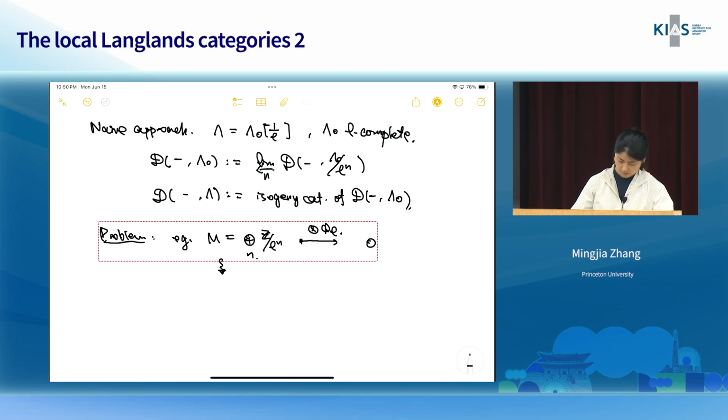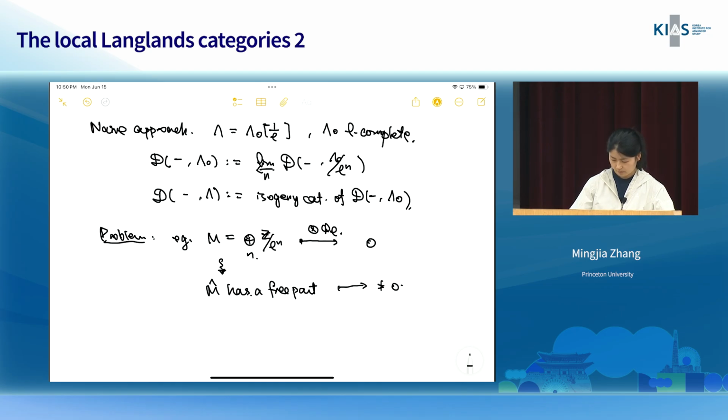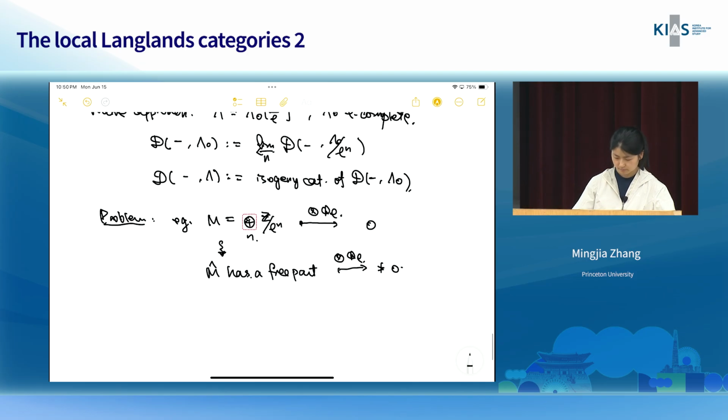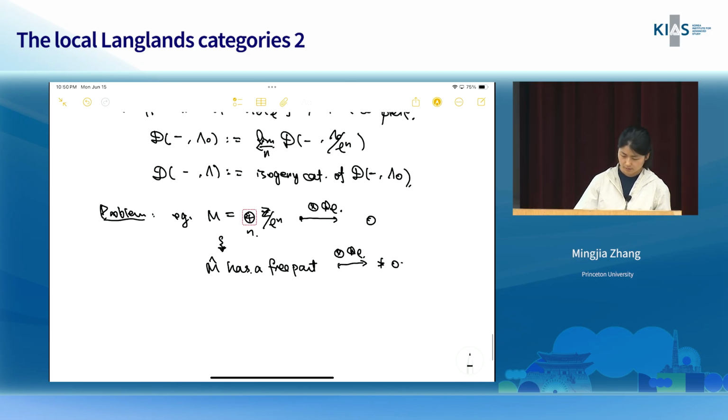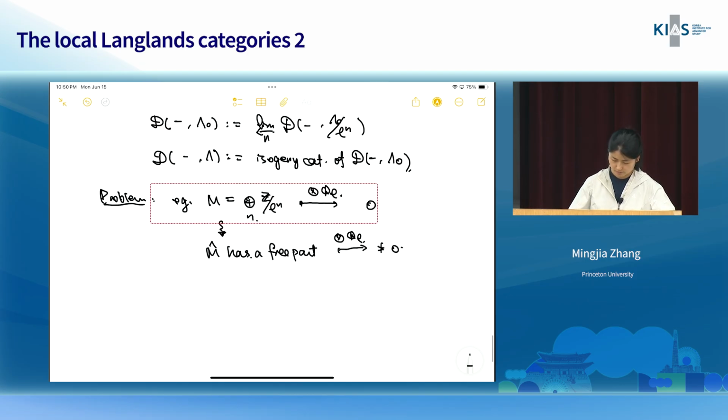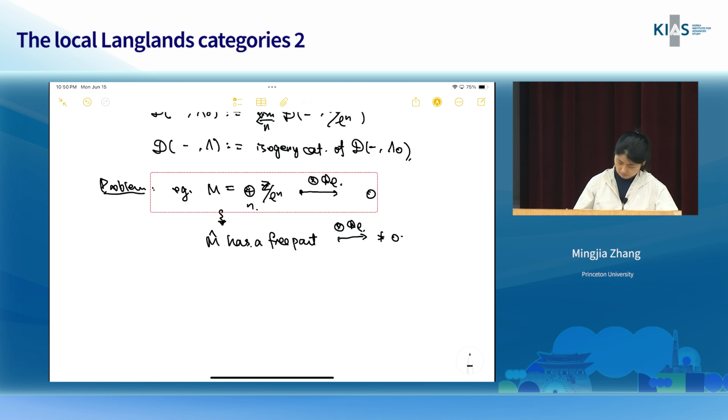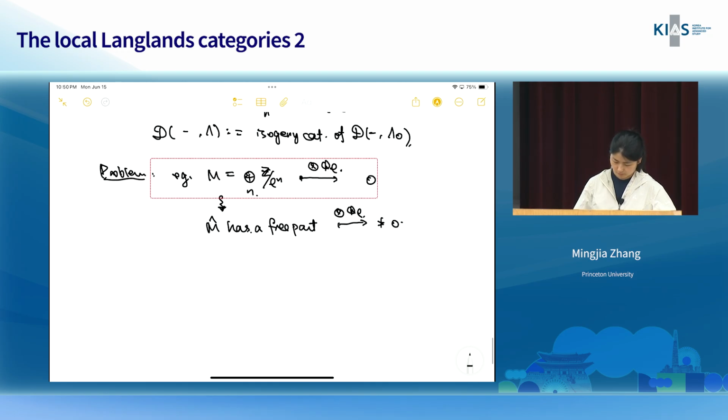But if the category you consider is forced to be ℓ-adically complete, then in the ℓ-adic completion of this torsion module, you build up some free part. And in this case, tensoring with Q_ℓ will not kill this. So which will sometimes cause you a problem.